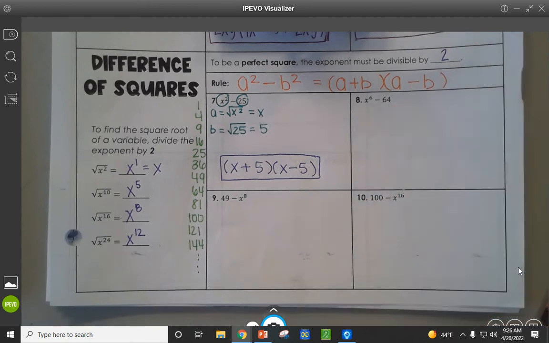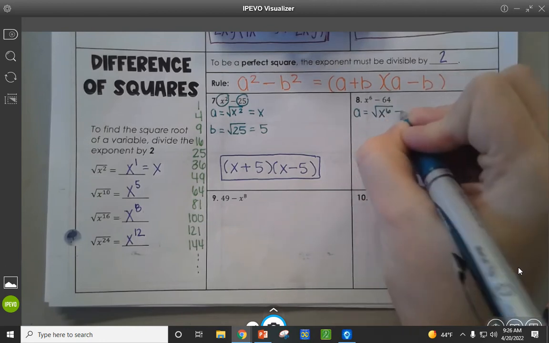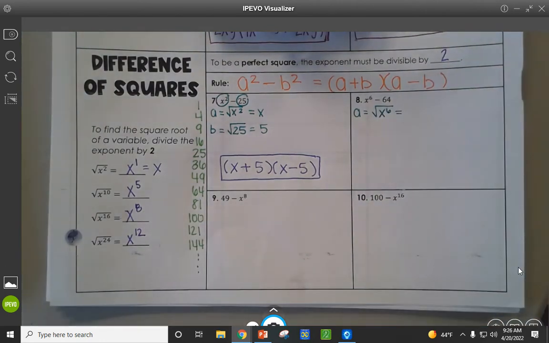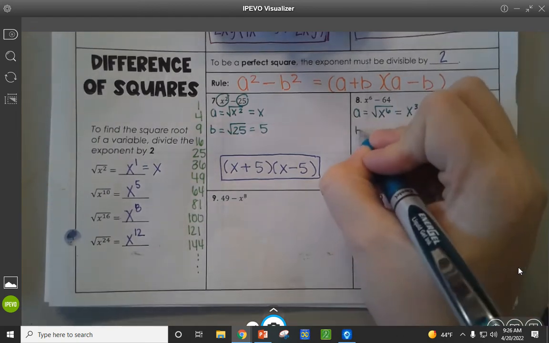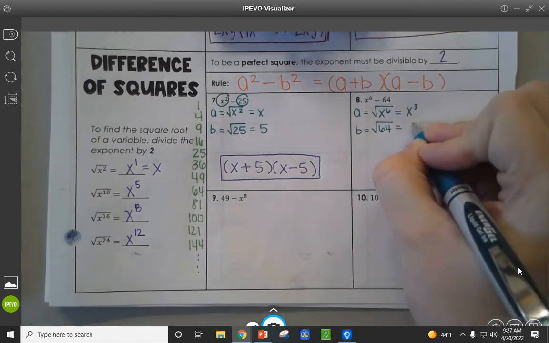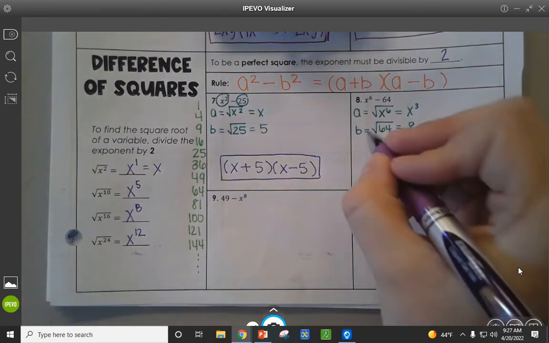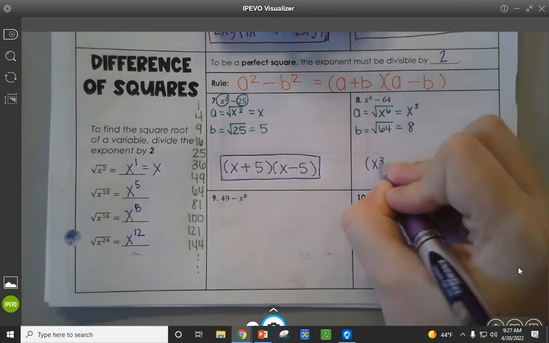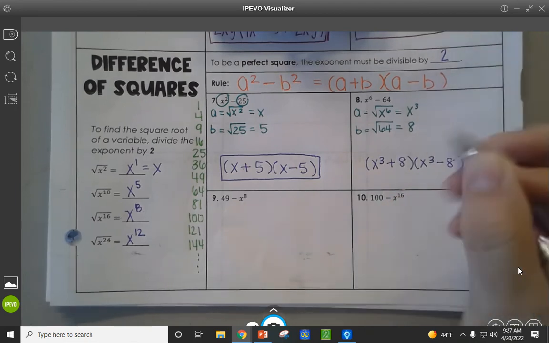64 is a perfect square. So my A is the square root of x to the 6, which is what? Don't say 3. X to the third power. B is the square root of 64, which is 8. So my answer is x cubed plus 8, x cubed minus 8.